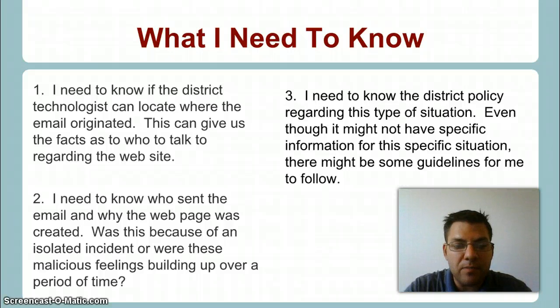So as I look at it, some of the things that I need to know: I need to know if the district technologist can locate where the email originated. This can give us the facts as to who to talk to regarding the website. I need to know who sent the email and why the web page was created. Was this because of an isolated incident, or were there malicious feelings building up over a period of time? I think that the email and the website are just a symptom of the root of the problem, which is communication issues and management issues between Ms. Walker and her students.